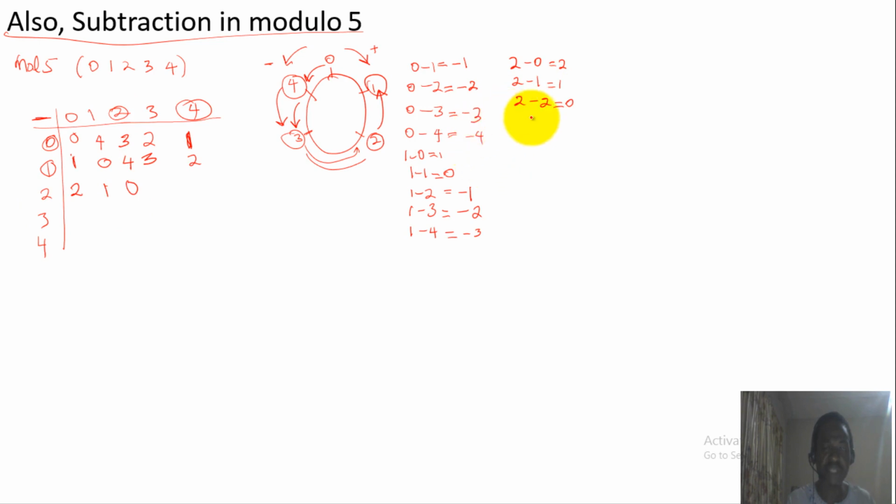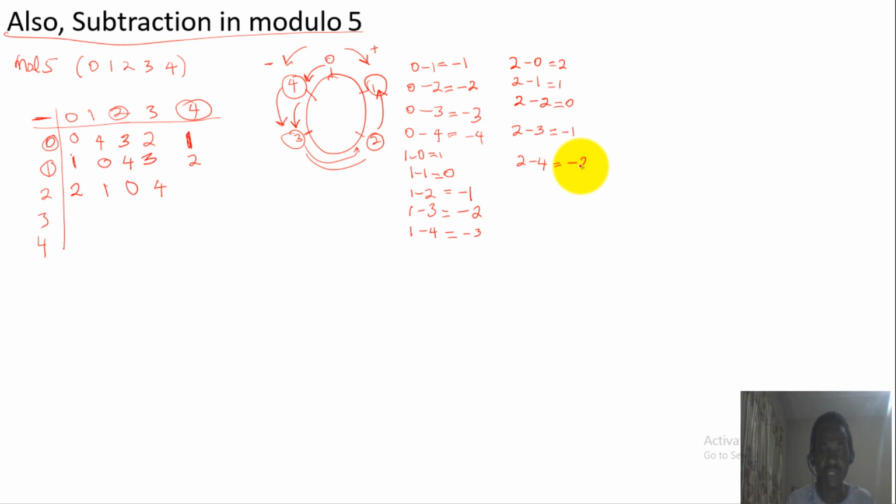Then the next one will be 2 minus 3. Now if I have 2 minus 3, I'm going to have minus 1. It's going to move in anti-clockwise direction 1 time, and that will give me 4. Then move to the next one, which is 2 minus 4. Automatically, I'm going to have minus 2.